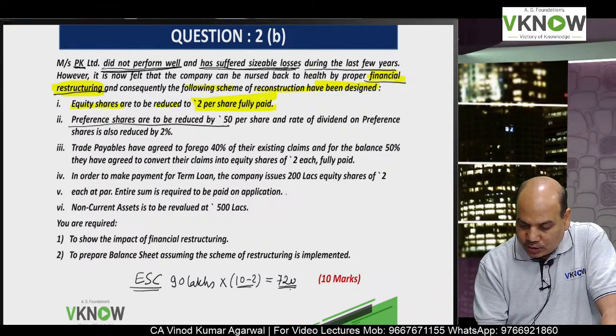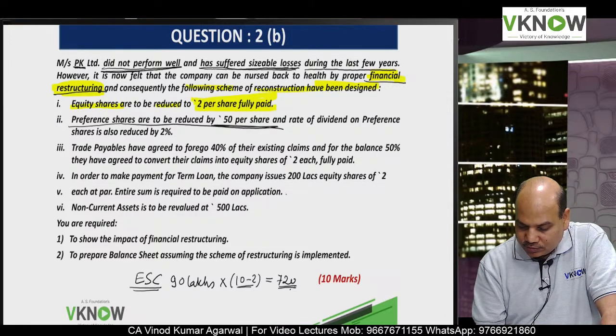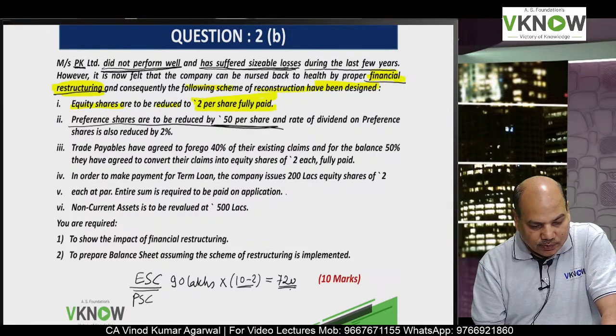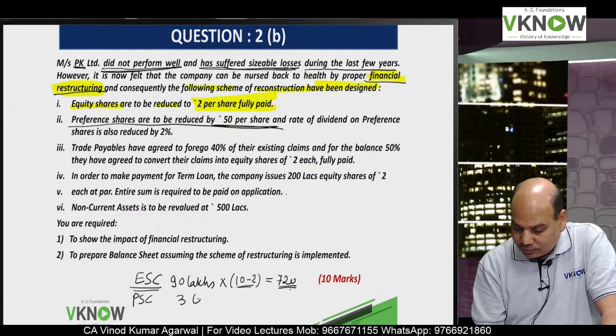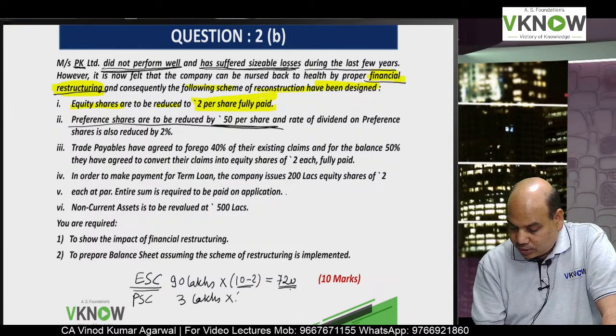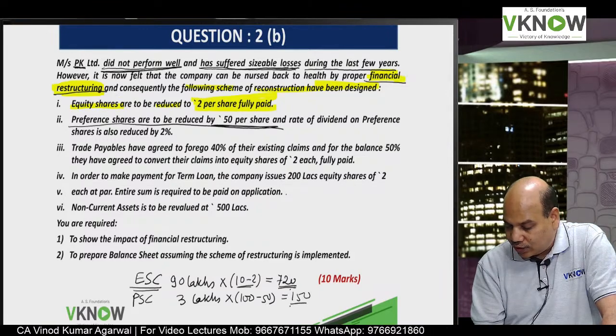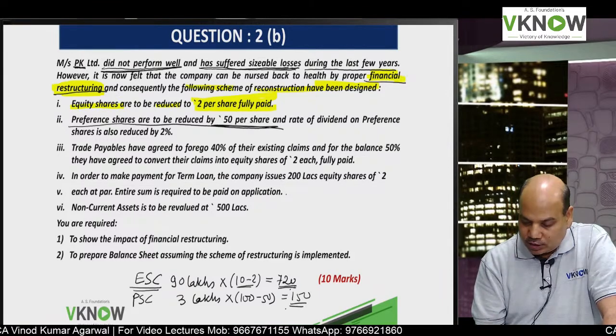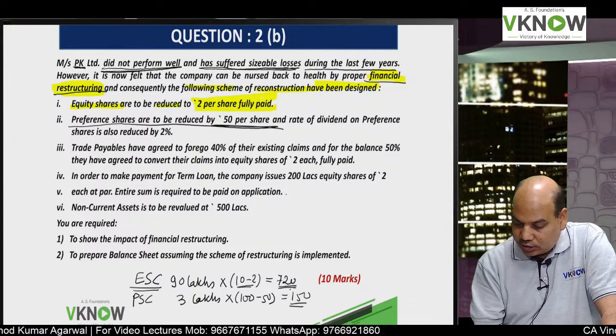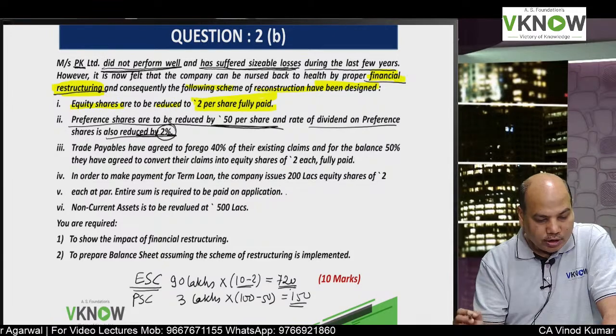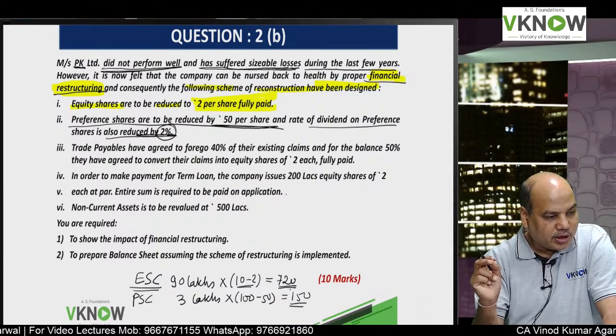Preference shares are to be reduced by rupees 50 per share. So preference share capital is right now 3 lakh shares. From 100 it will become 50. So preference share capital will be reduced by 150 lakh. And the dividend on preference share is reduced by 2%. So right now dividend is 10%, it will become 8%.